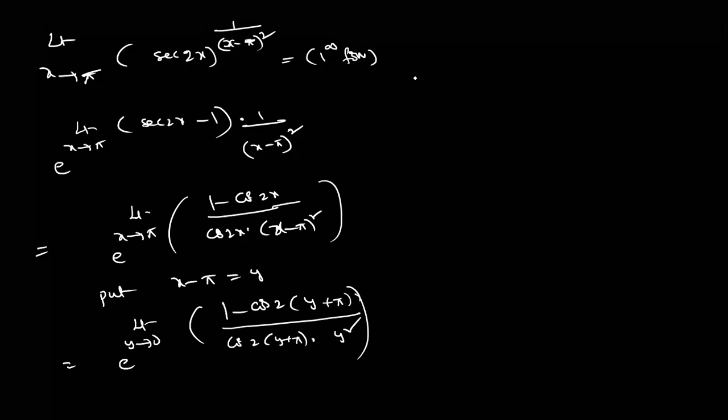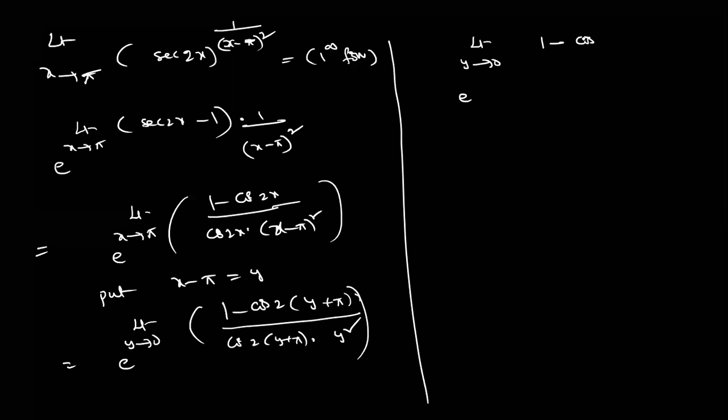Is it clear, dear students? e power limit y tends to 0, (1 minus cos of 2 pi plus 2y), how much is coming? That is 2y only, by cos 2y only into y square. How? Cos of 2 pi plus 2y is how much? Cos 2y, that is the reason.